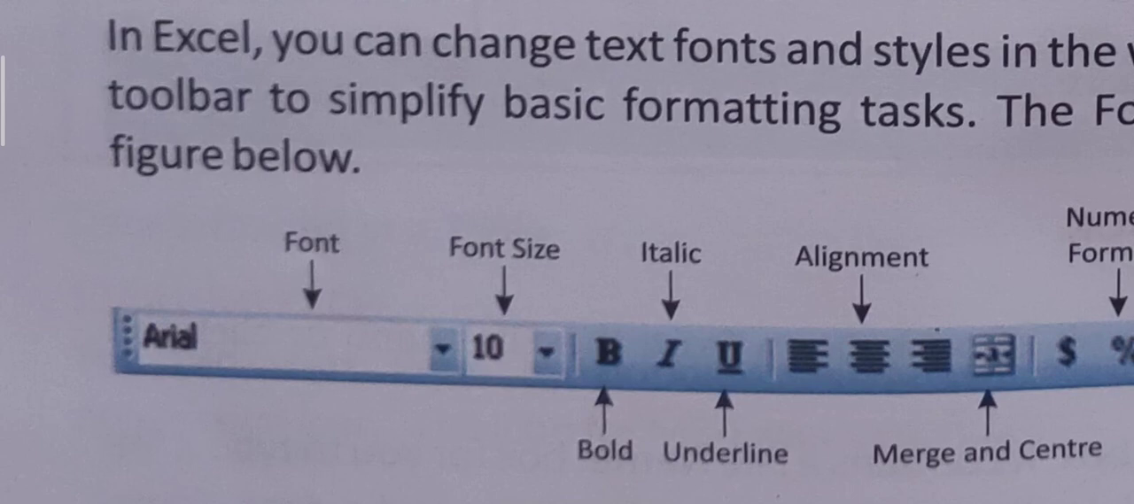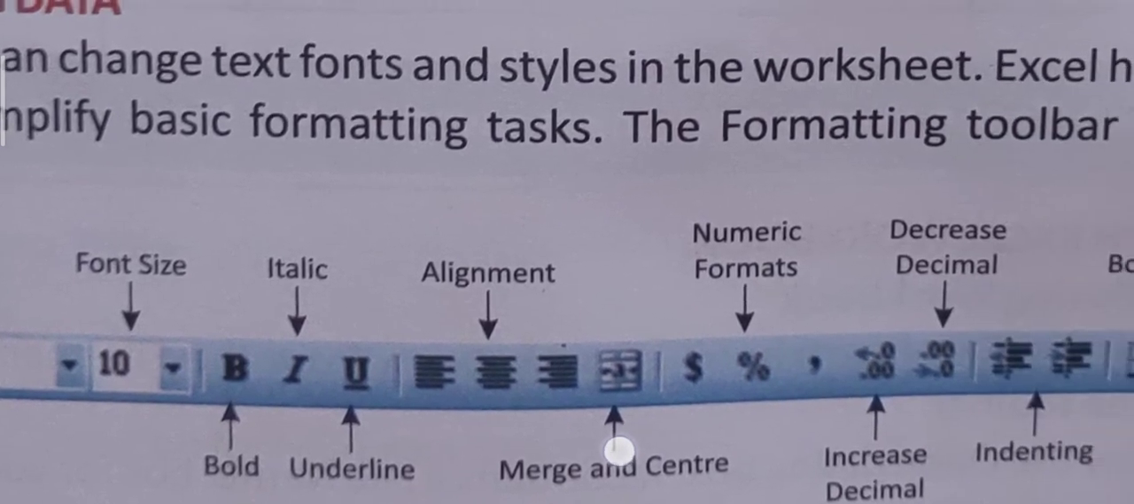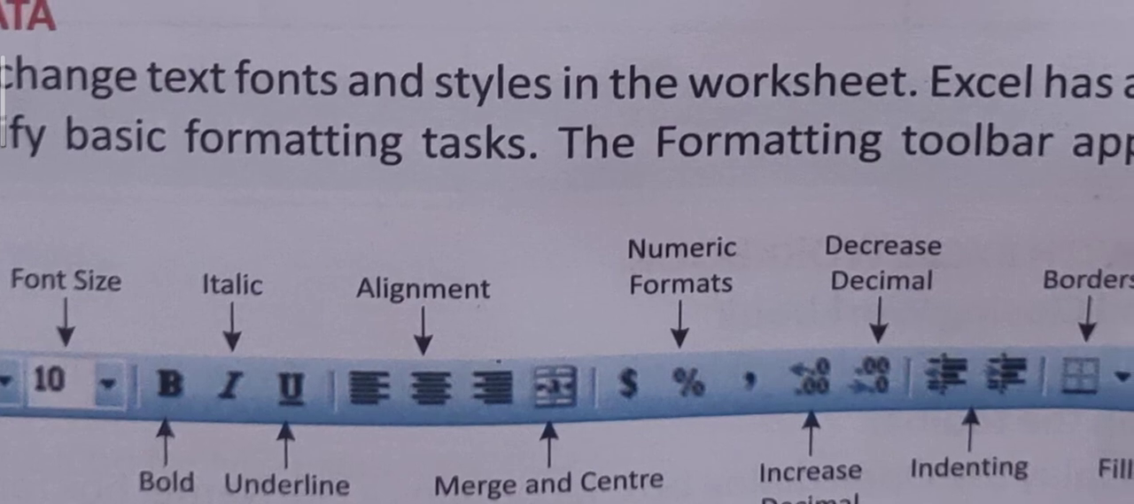Before that you need to select that cell. Before applying these formatting tools, you need to select the particular text. Then bold, italic or underline. Then alignment: right, left, or you can merge and center. Means if there are two cells and you want to merge them and put the particular data at the center of the cell, then you can use the merge and center option. Then numeric formats are also there.